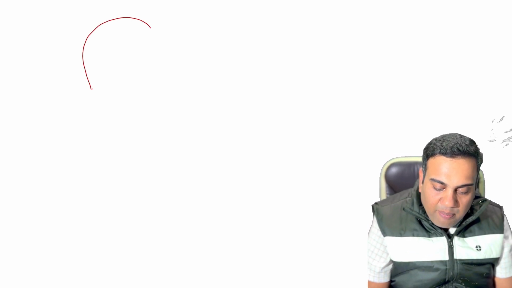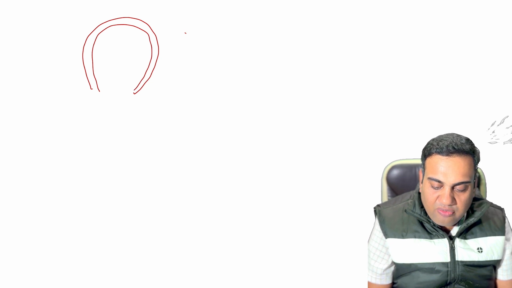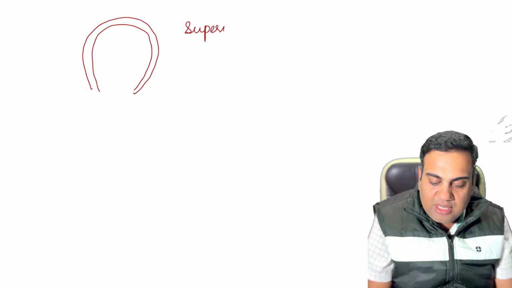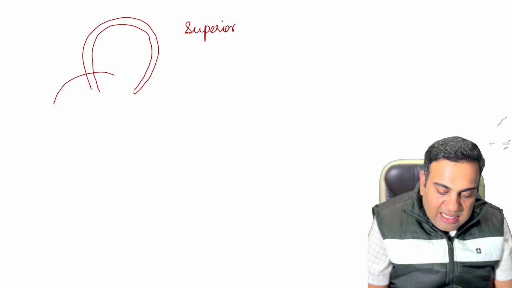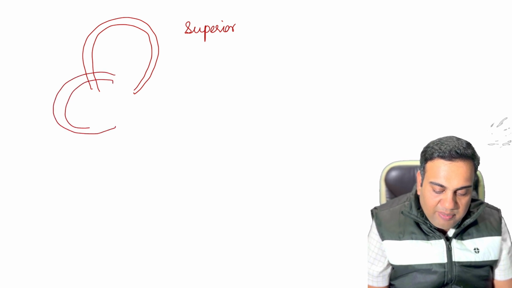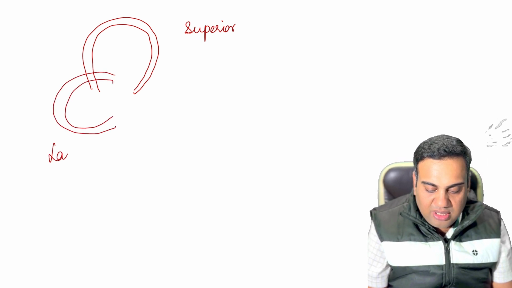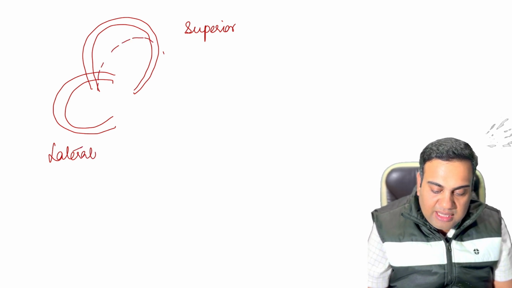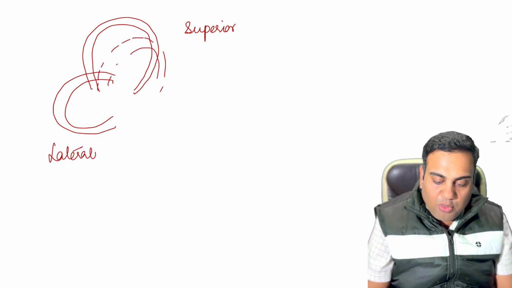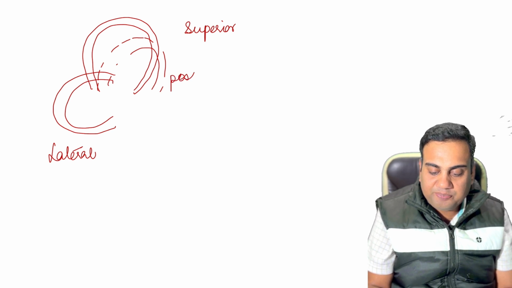The first thing we will see is the semicircular canal. Now the semicircular canals are basically three in number. One is the superior semicircular canal. The second is the lateral semicircular canal. So this is the lateral semicircular canal. And the third one is the posterior semicircular canal.